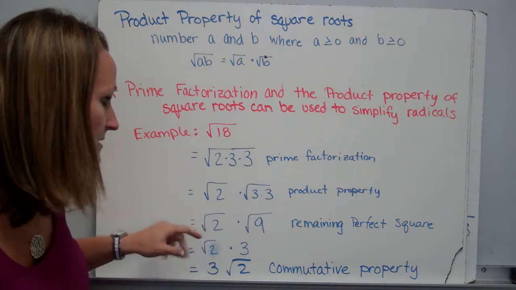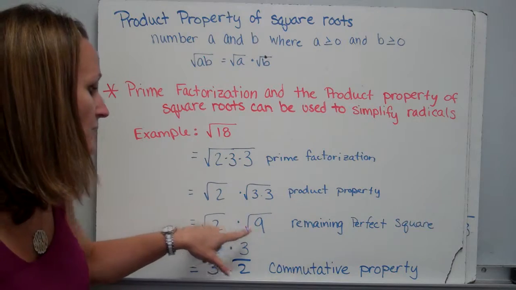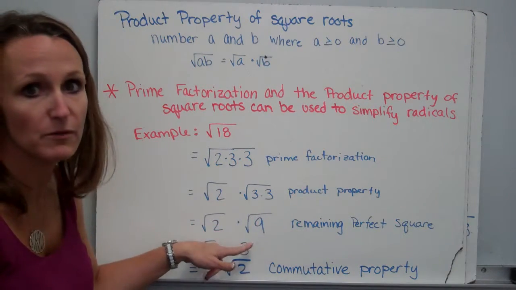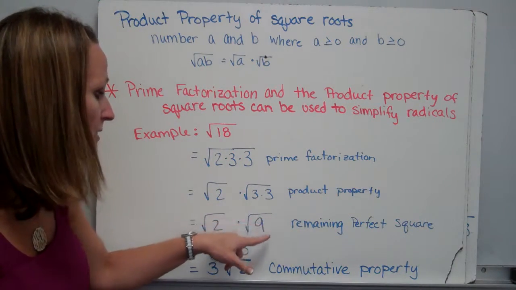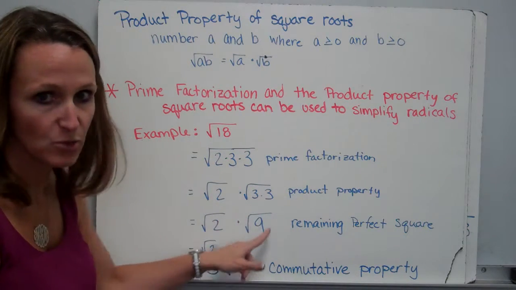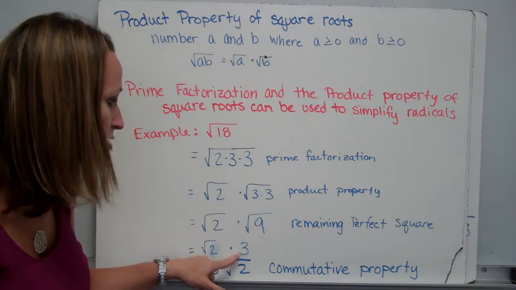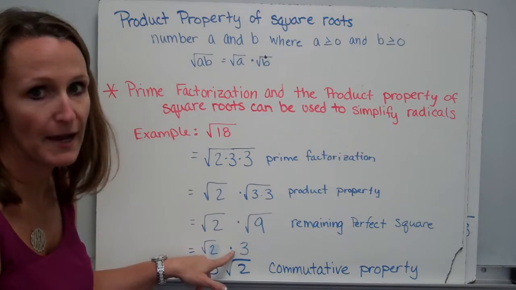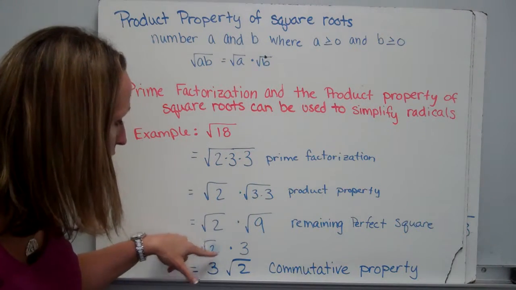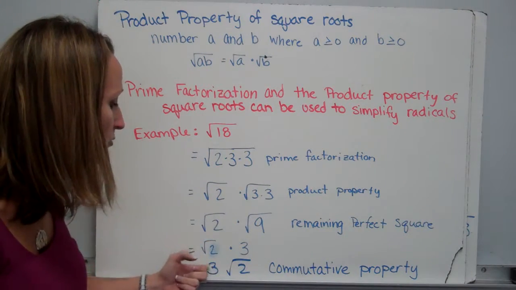I'm going to rewrite that: square root of 2 times square root of 9. That's just showing you what our remaining perfect square is. So then I'm going to go ahead and take my square root of 9 and rewrite this as 3. I'm getting rid of my radical. So now I have the square root of 2 times 3. I'm going to rewrite it this way.